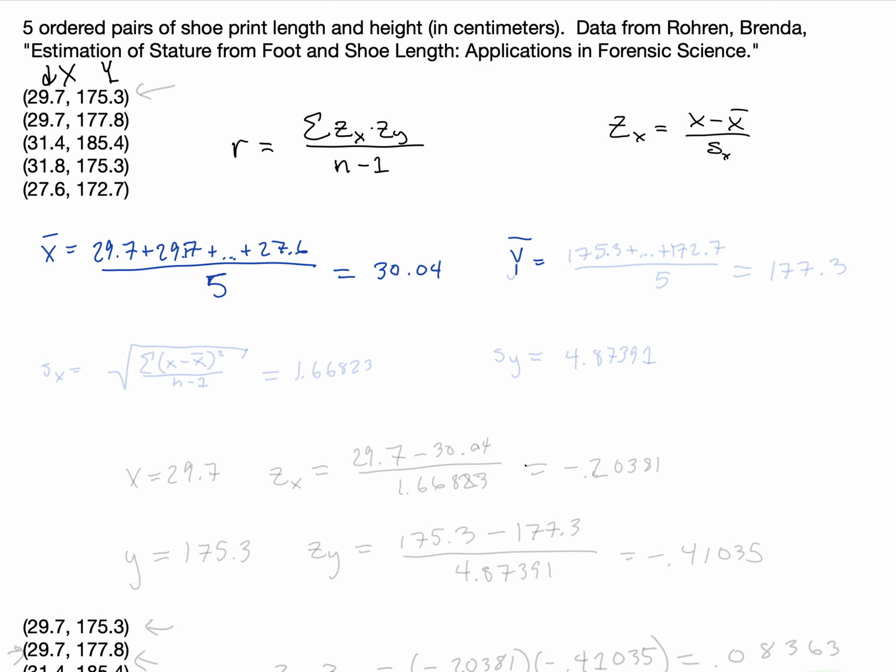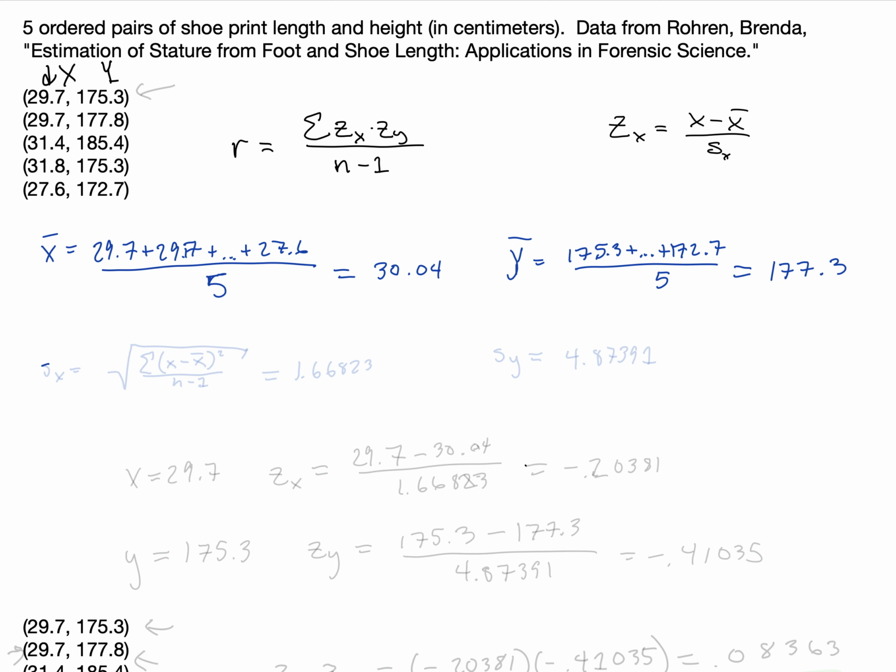We can also find the sample mean for y. The sample mean for y would be 175.3 plus ... plus 172.7, all divided by 5 as well. And if you calculate that out, you'll get a sample mean of 177.3. So those are the sample means for each distribution.